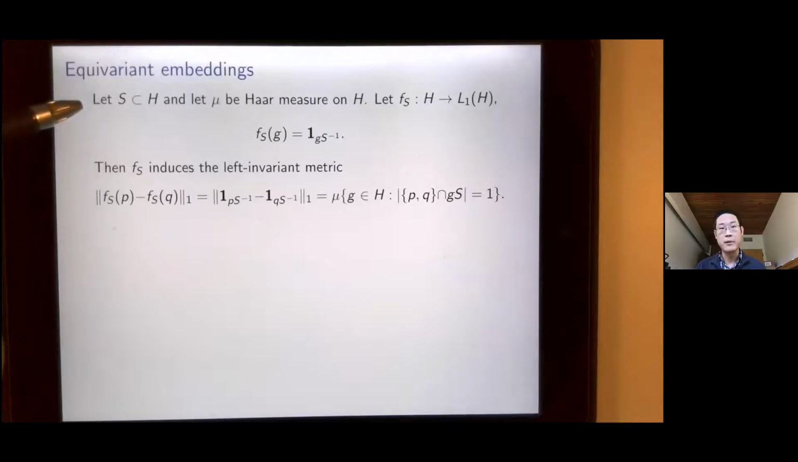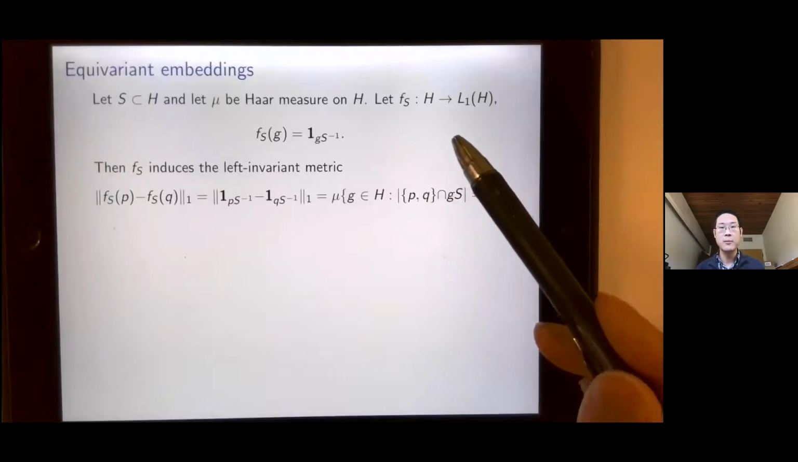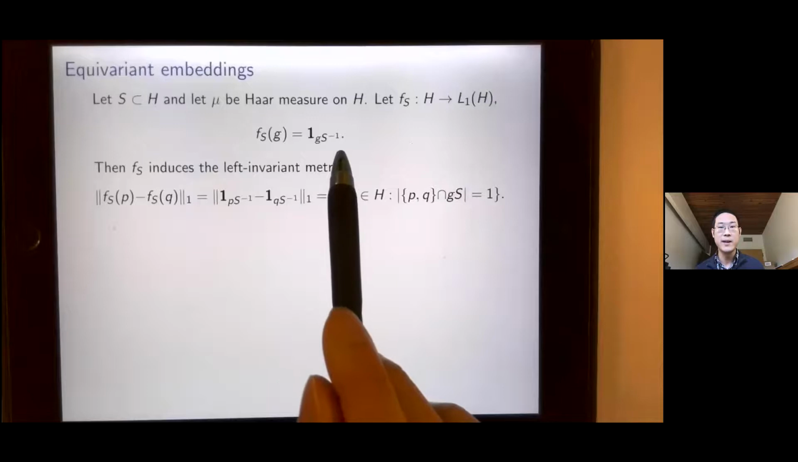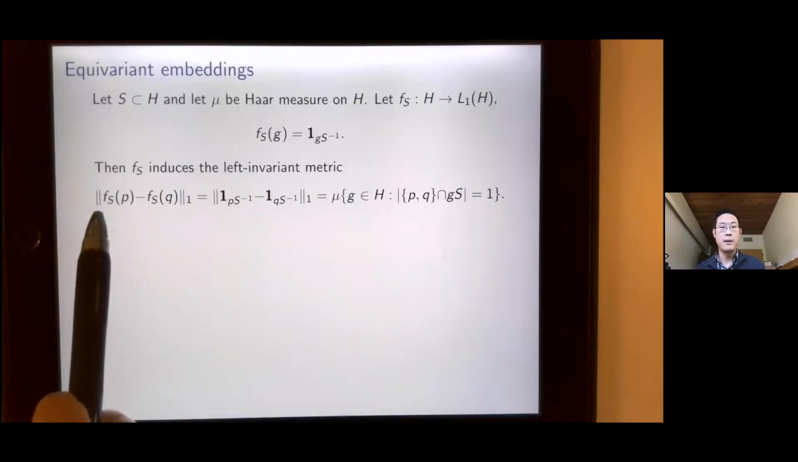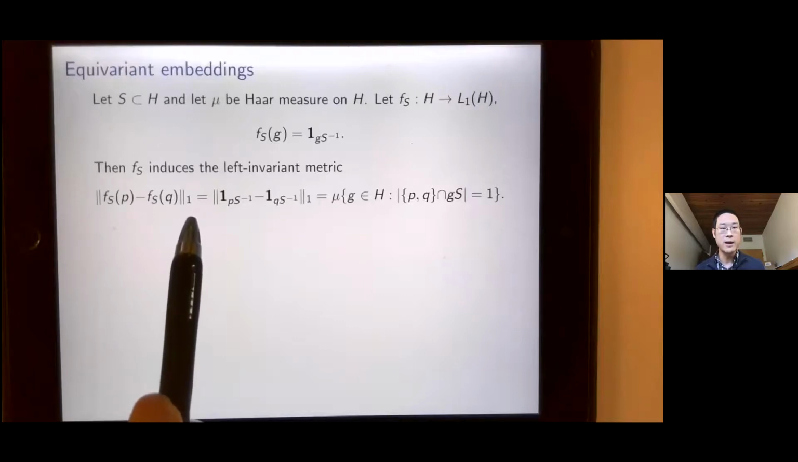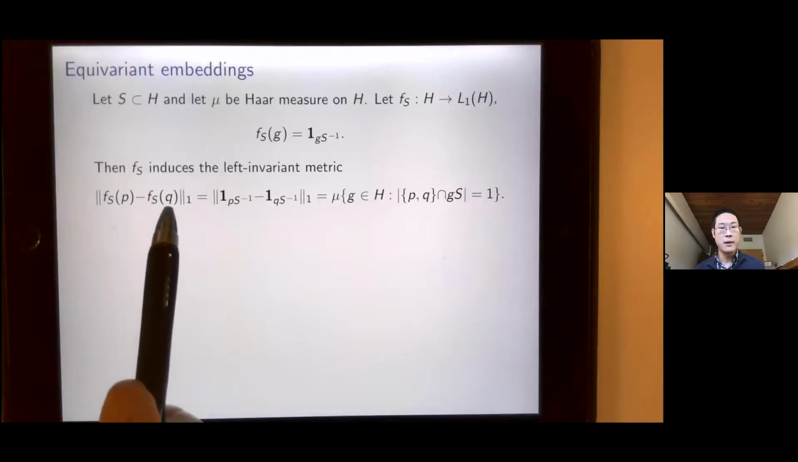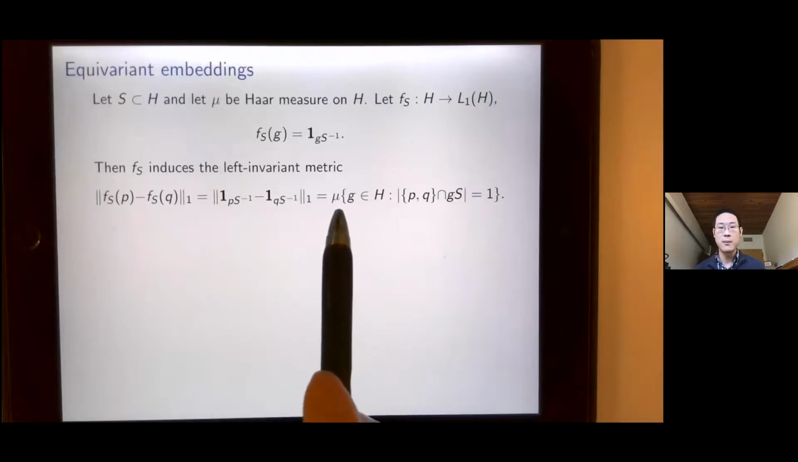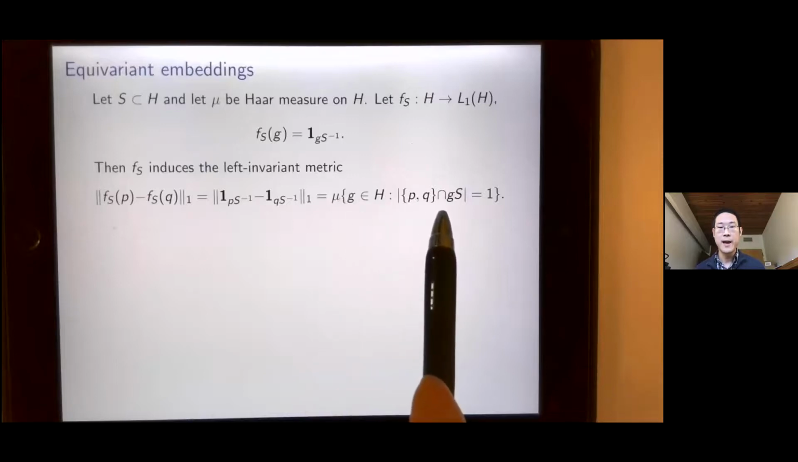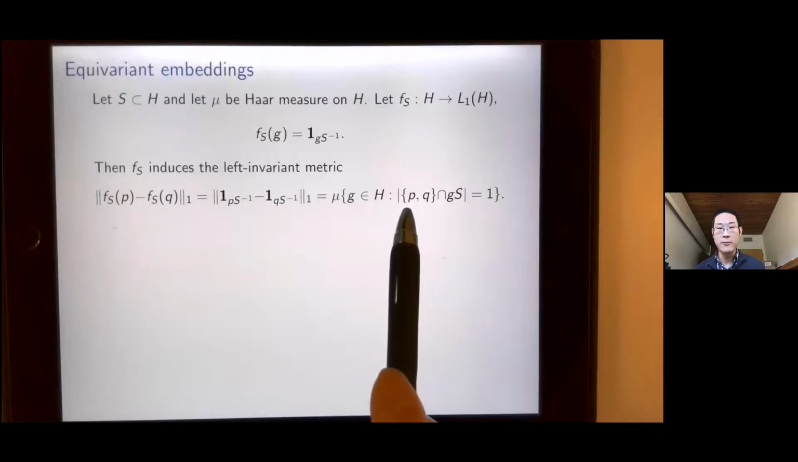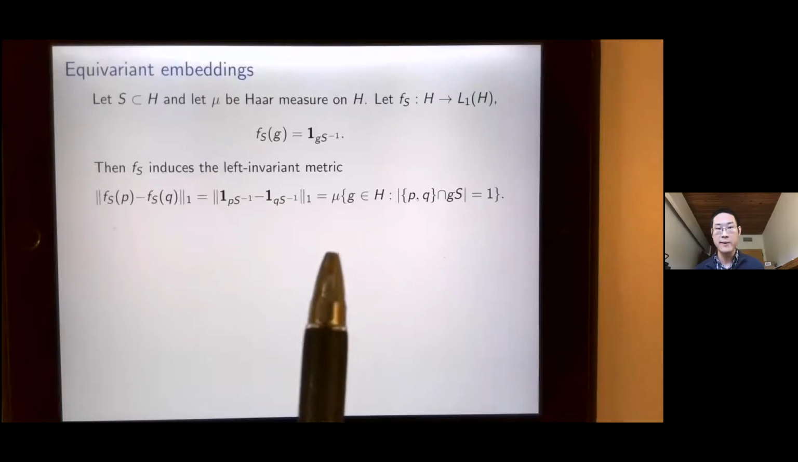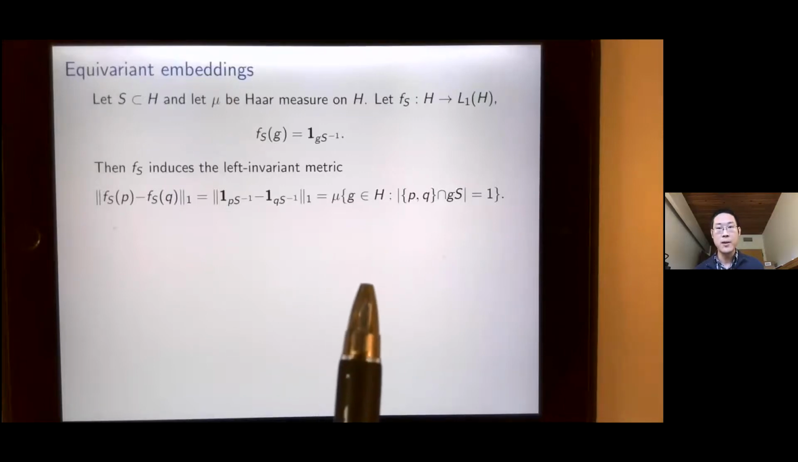So I pick a subset S of the Heisenberg group. I let mu be the Haar measure in the Heisenberg group, and then I define a map f sub S from the Heisenberg group to the set of L^1 functions, which sends each element g to the characteristic function of g S inverse. Then it's straightforward to calculate the metric that this induces. F_S(p) minus F_S(q) is the difference between these two characteristic functions. The norm of this difference is the measure of the set of points g in H such that the translate gS contains one of either p or q, but not both. So this is the measure of the set of translates of S that separate p and q.